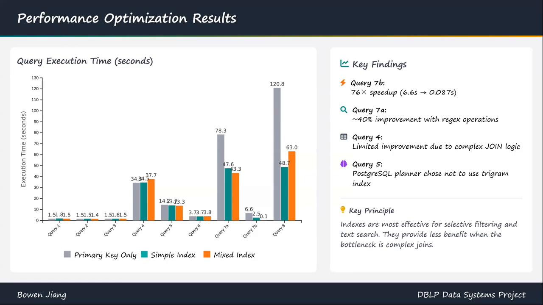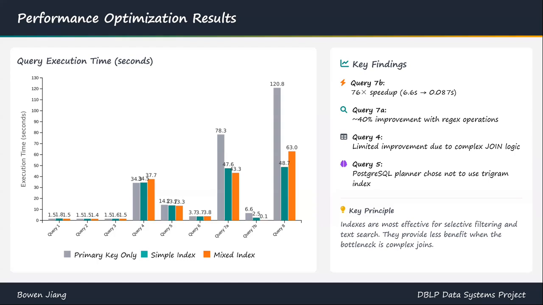For the indexing results, indexing led to major performance improvements. Query 7b is 76 times faster. Query 7a improved by 40%. Query 4 had limited improvement due to heavy join logic. These results reinforce a key database principle: indexes are most effective for selective filtering and text search. They provide less benefit when the bottleneck is complex joins.